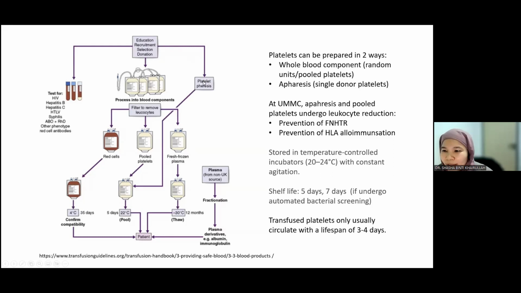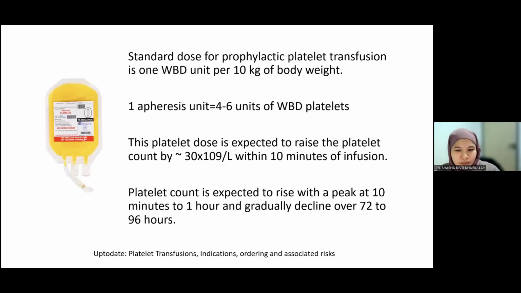At UMMC, apheresis and pooled platelets undergo leukocyte reduction, and this is to prevent febrile non-hemolytic transfusion reaction as well as HLA alloimmunization. Platelets are stored at room temperature between 10 to 24 degrees, which is why their shelf life is only around 5 days. Transfused platelets usually only circulate with a lifespan of around 3 to 4 days.